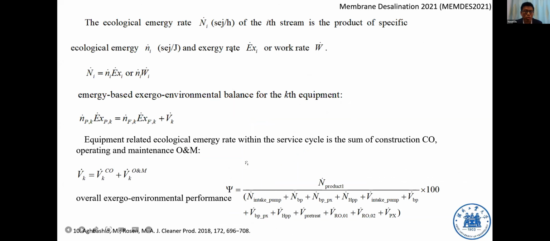The emergy rate of each stream in the system is a product of specific emergy rate and the exergy rate or work rate. So the emergy balance for the equipment can be obtained, and the equipment related emergy rate is the sum of construction and maintenance. So we can calculate the overall performance using this equation.